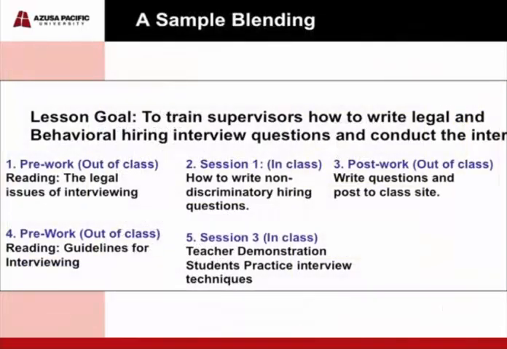All right, and here's an example of some blending. And this is a corporate example. So the objective is how to write interview questions. Okay, sorry, that fell off the side there. And then conduct the interviews. This is kind of a 2-part objective. So the pre-work is the reading on the legal issues. And then in class, they talk about how to write non-discriminatory questions. And then out of class, they're going to write them.